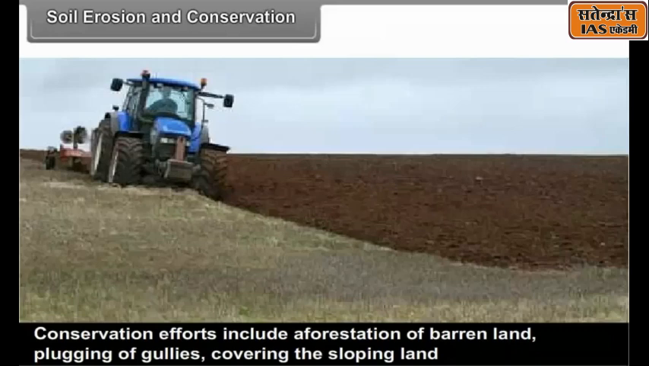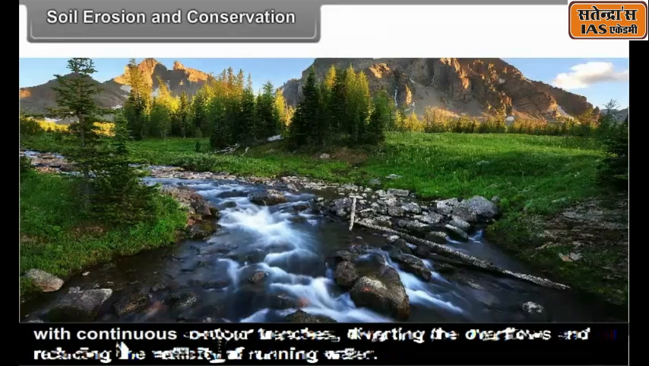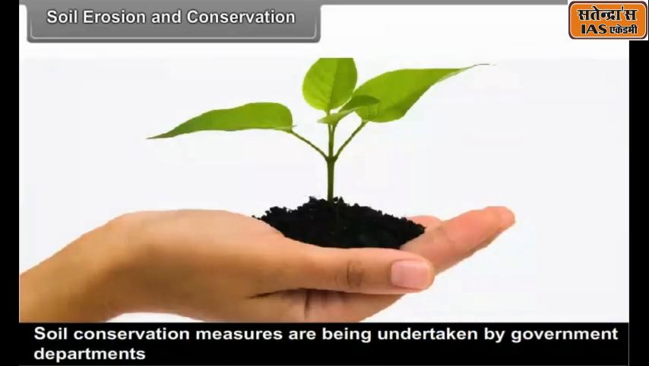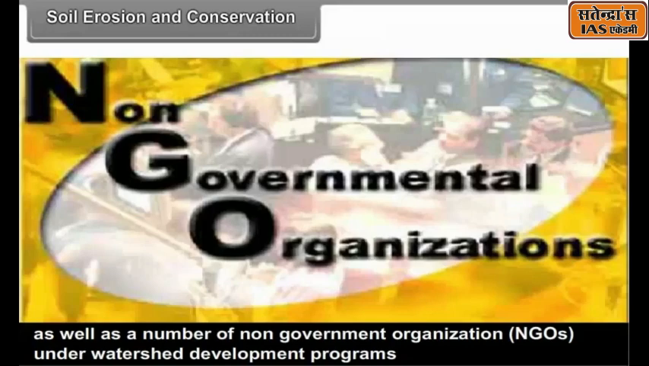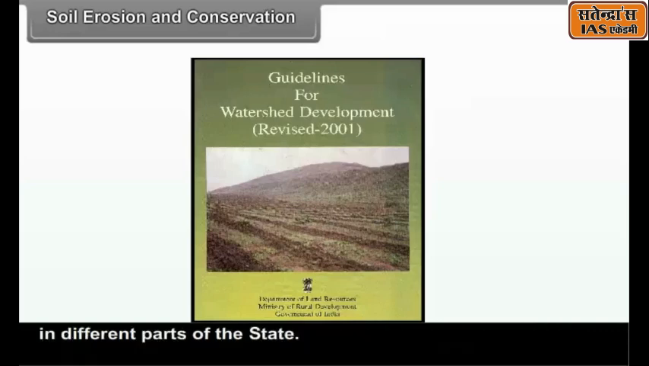Conservation efforts include afforestation of barren land, plugging of gullies, covering the sloping land with continuous contour trenches, diverting the overflows, and reducing the velocity of running water. Soil conservation measures are being undertaken by government departments as well as a number of non-government organizations, NGOs, under watershed development programs in different parts of the state.